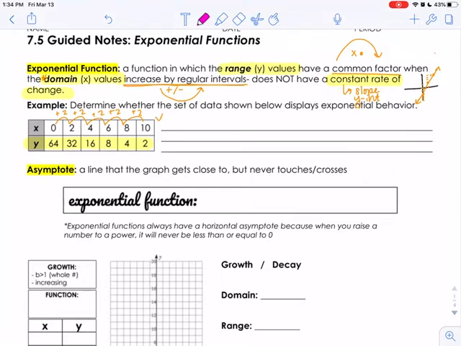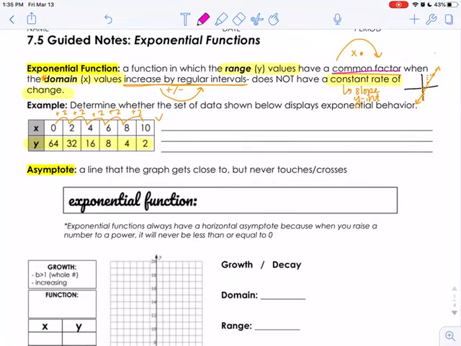From 64 to 32, I know that it's being cut in half. So 64 divided by 2 is 32, and 32 divided by 2 is 16, and 16 divided by 2 is 8, and 8 divided by 2 is 4, and 4 divided by 2 is 2. So it does look like we have this idea of a common factor.